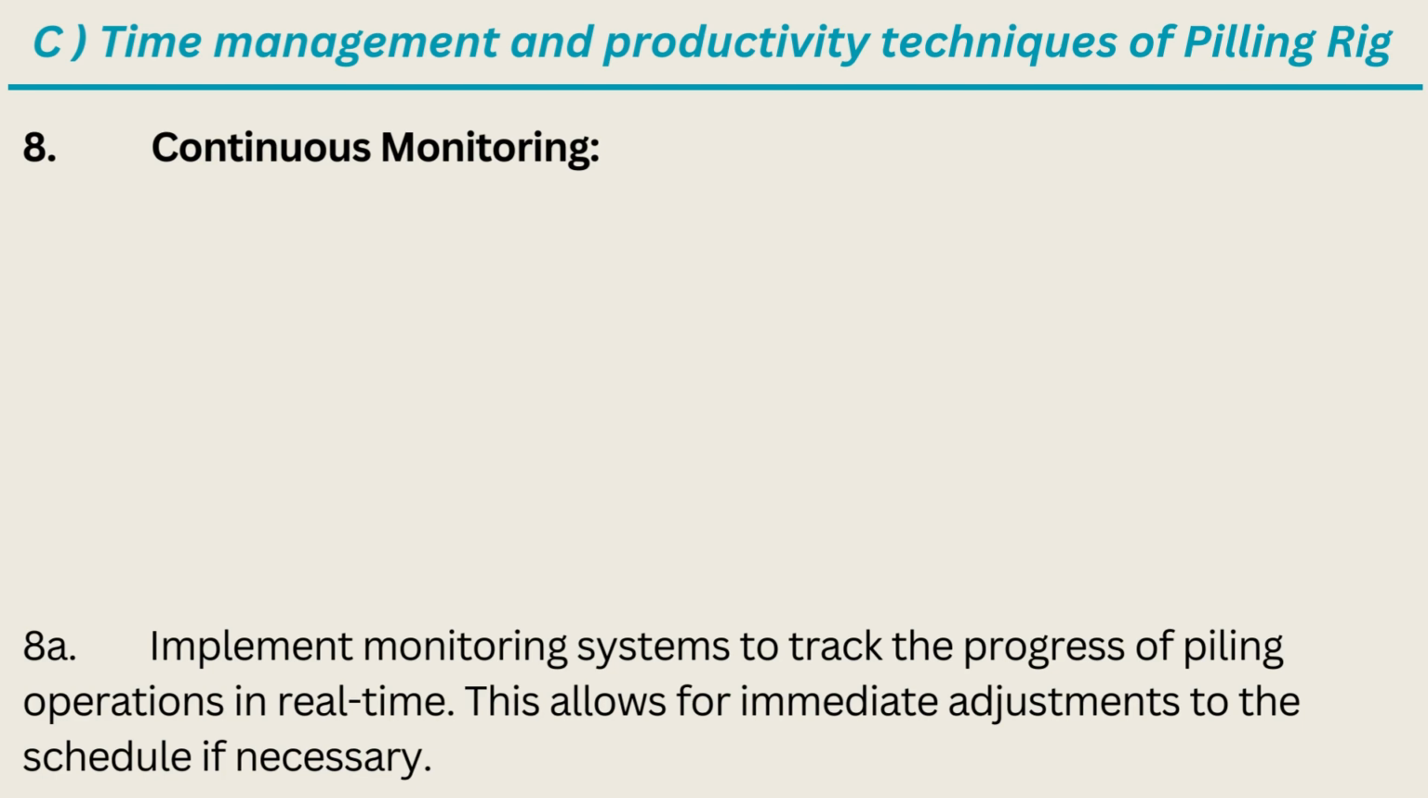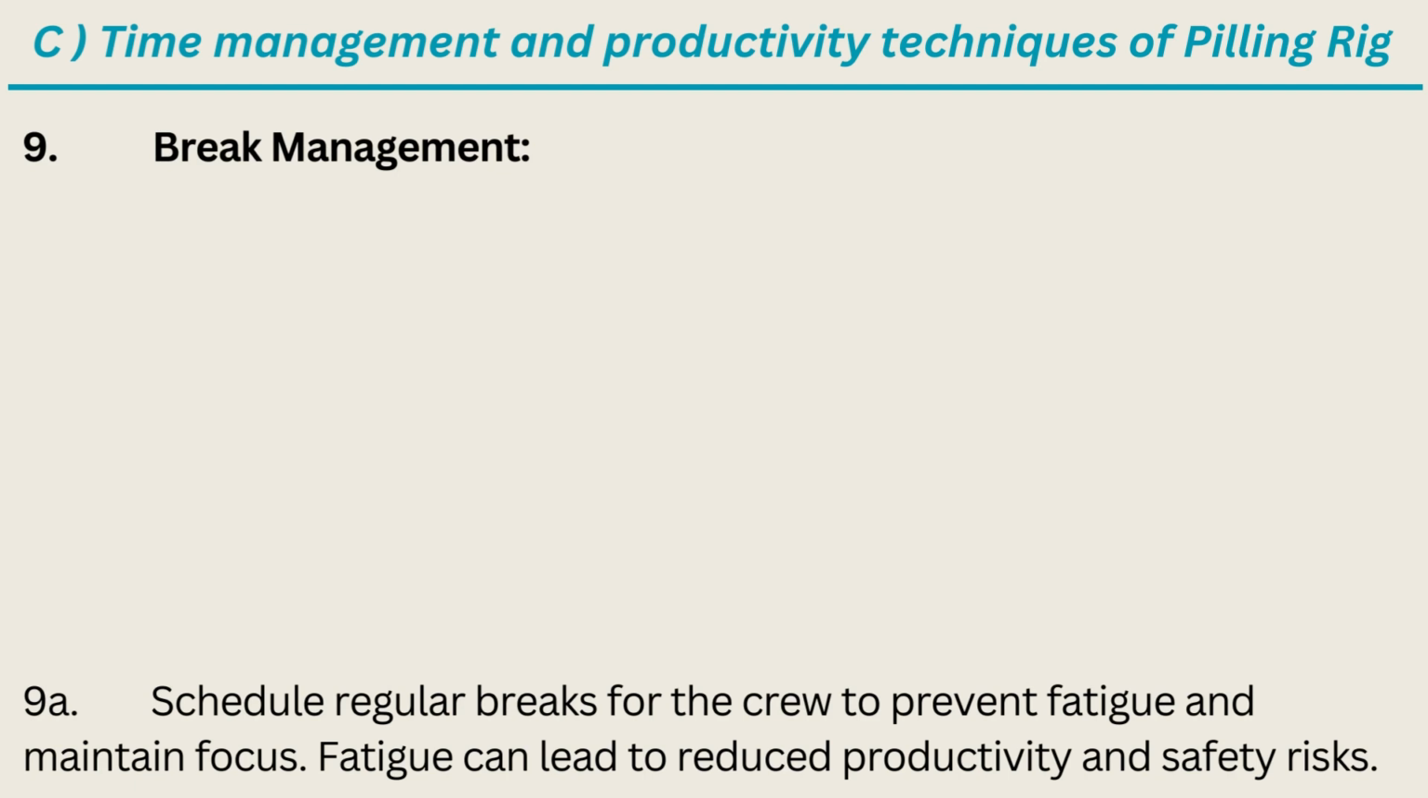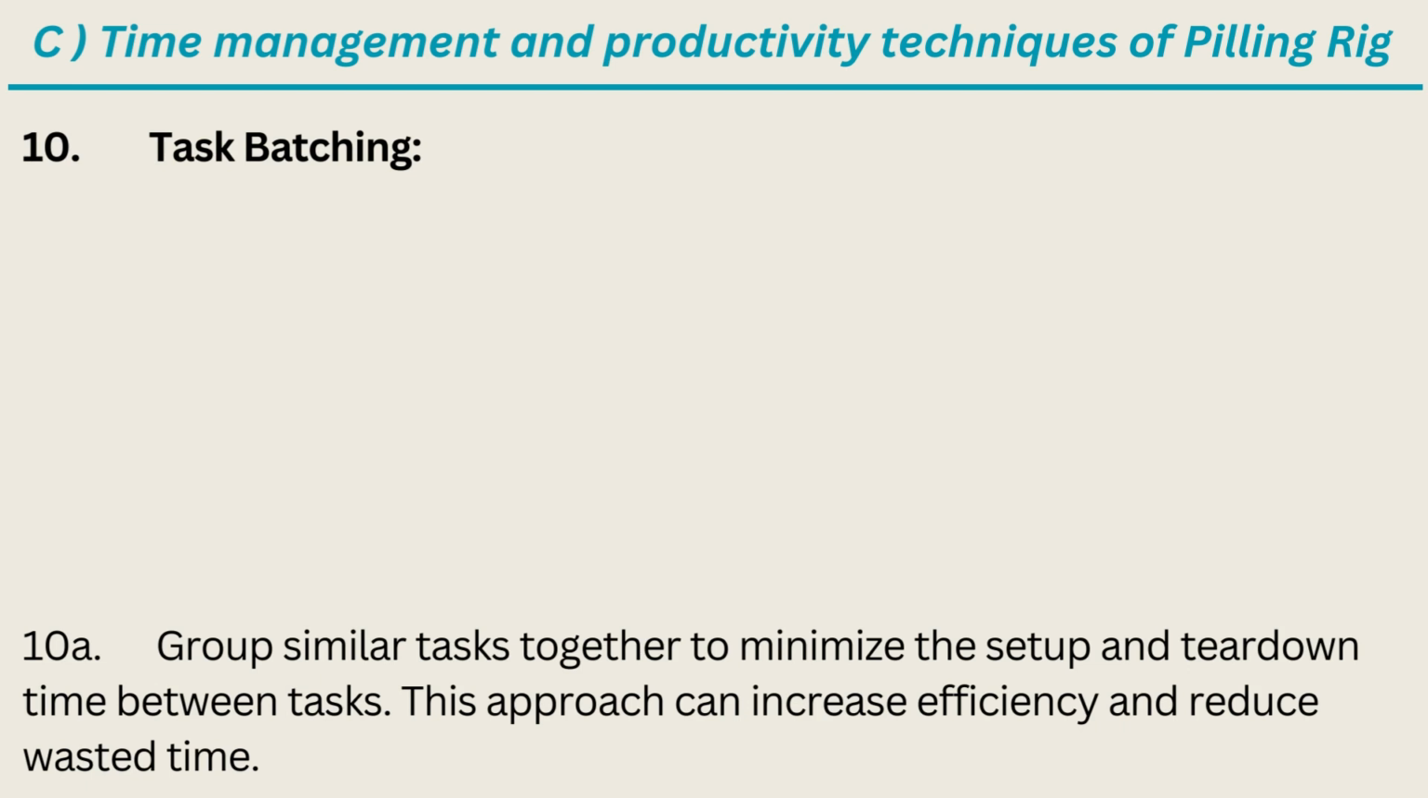8A. Implement monitoring systems to track the progress of piling operations in real time. This allows for immediate adjustments to the schedule if necessary. 9. Break management. 9A. Schedule regular breaks for the crew to prevent fatigue and maintain focus. Fatigue can lead to reduced productivity and safety risks. 10. Task batching. 10A. Group similar tasks together to minimize the setup and teardown time between tasks. This approach can increase efficiency and reduce wasted time.